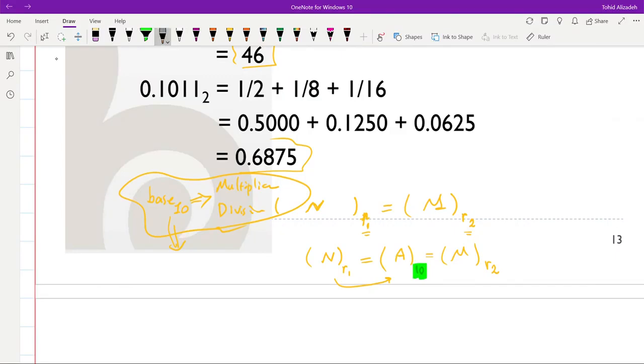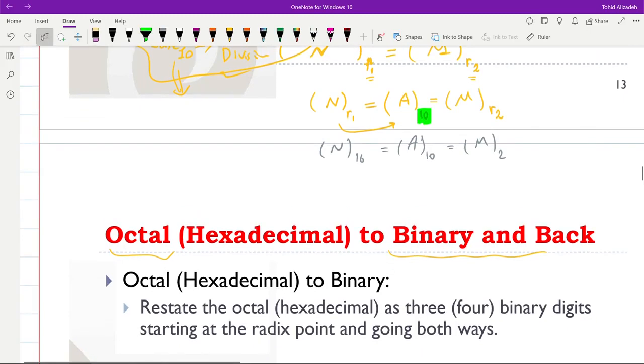For example, if you want to convert from base 16 into base 2, we can do the same. We can find the equivalent number in base 10 and then find out the equivalent number in base 2. So that's the general approach indeed. However, for some cases, we have a special case.